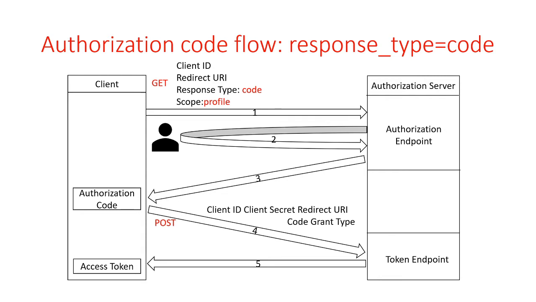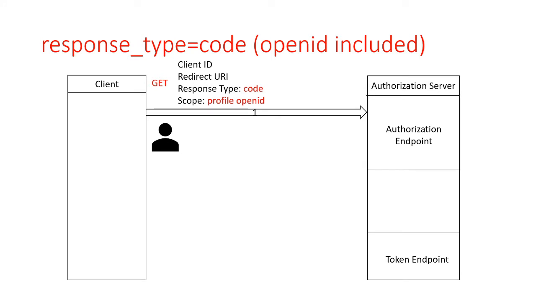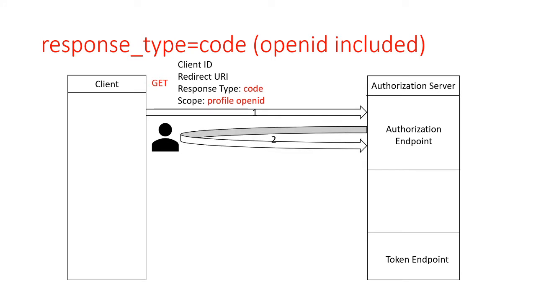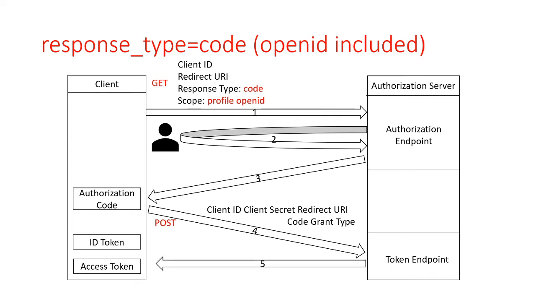This is an OAuth flow. If I include OpenID in the scope, it will become an OIDC flow. And I will get an ID token along with access token. It's the same flow. The client goes to authorization endpoint. It's a GET request. These are the parameters. The user authenticates. Client gets the authorization code, and then the client exchanges it for an access token. The only difference is the scope is OpenID here, and I'm gonna get an additional token, ID token, along with access token.